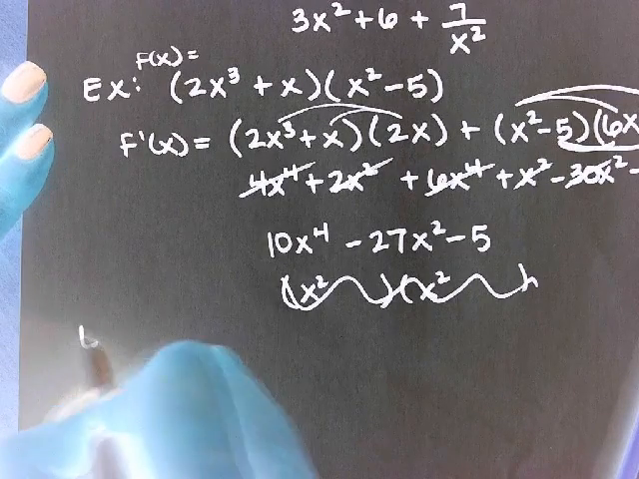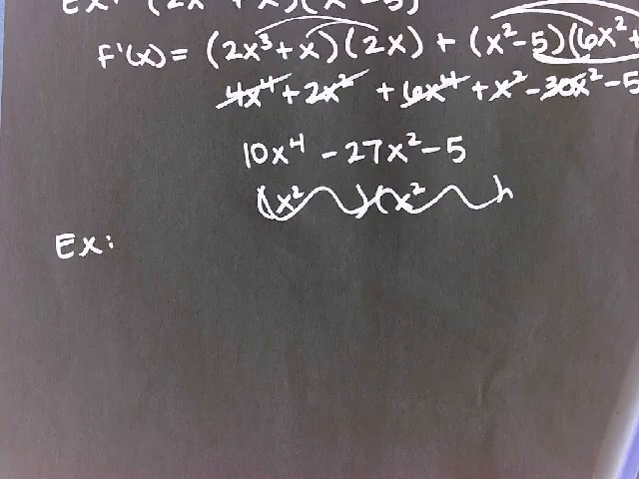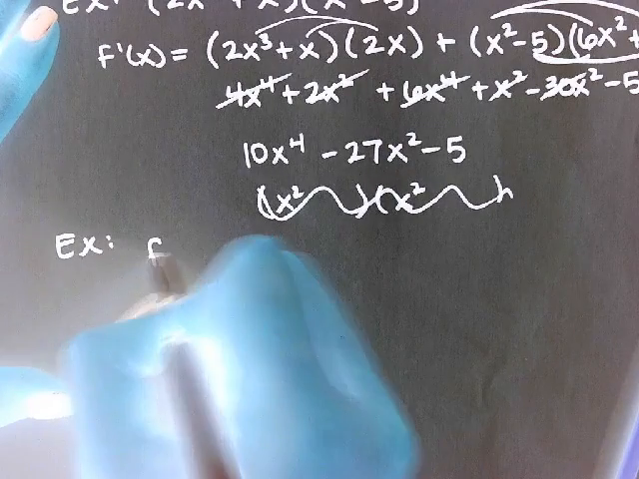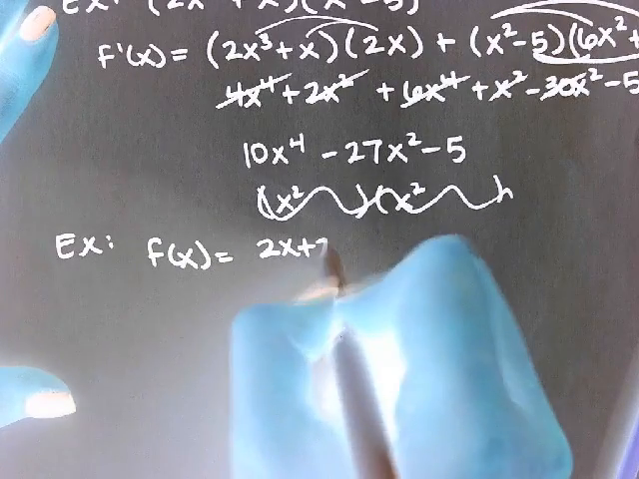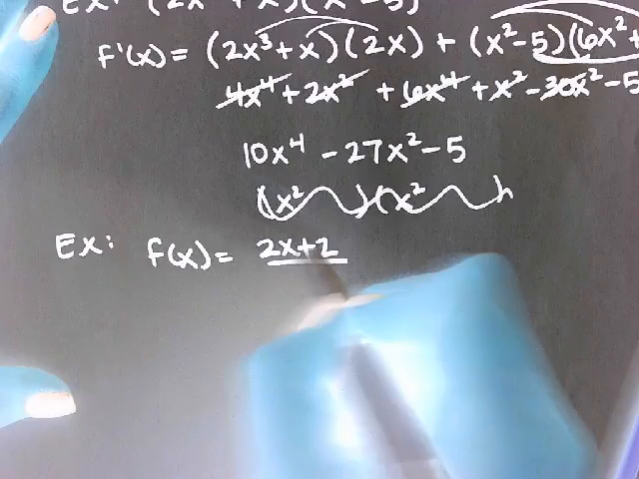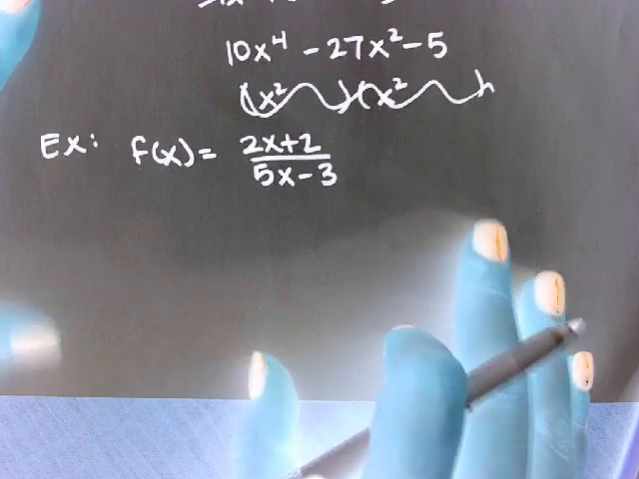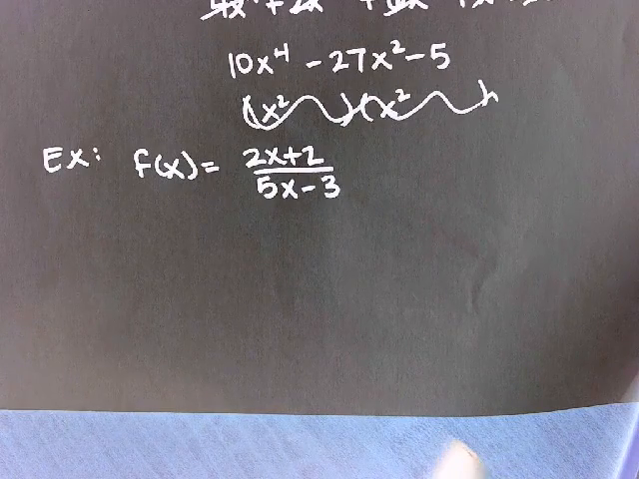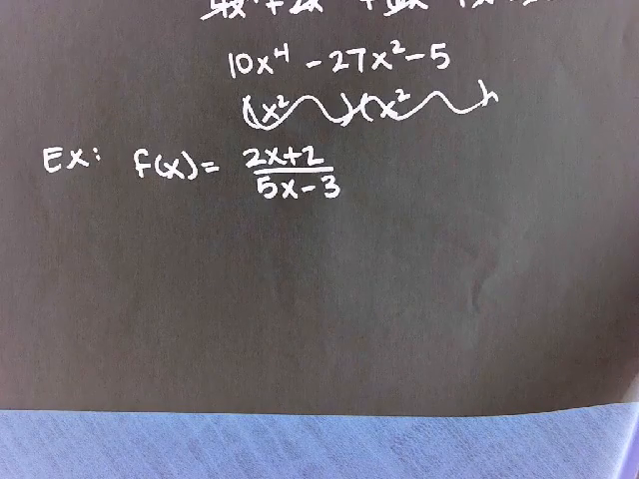All right, so let's go ahead and practice the quotient rule. We'll probably come back and do more product and quotient rule later on in the assignment. But let's do this one. F of x is 2x plus 2 over 5x minus 3. And on this one, when we remember the little shortcut, the order matters. So you can't be like, oh, if I get it backwards, it's fine. It's not fine. It has to be the same.